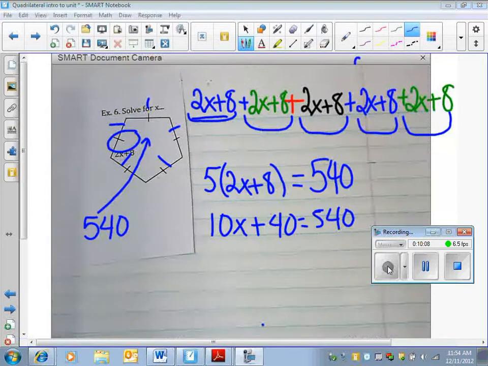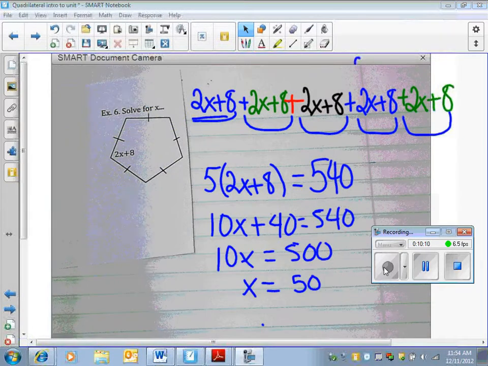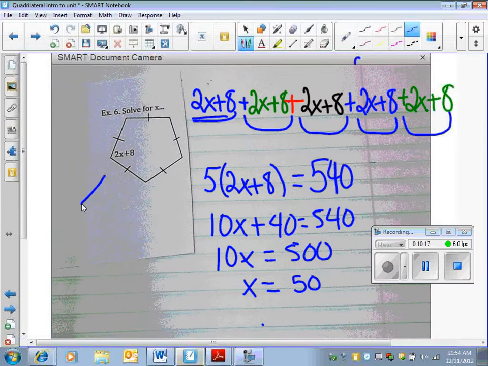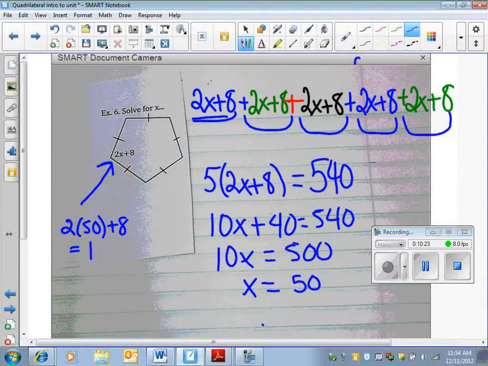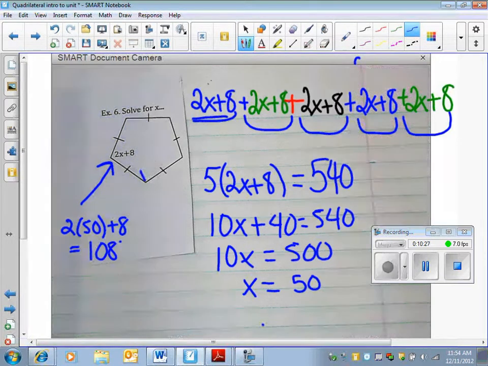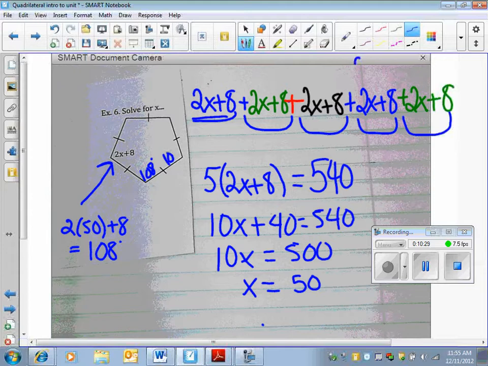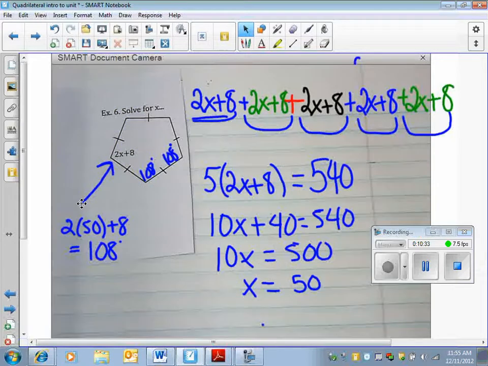10x plus 40 is equal to 540. 10x is equal to 500 and x is equal to 50. If I want to check that, I could come back over here and say 2 times 50 plus 8. Each angle is 108. So this angle is 108, this angle is 108, and so forth and so on.